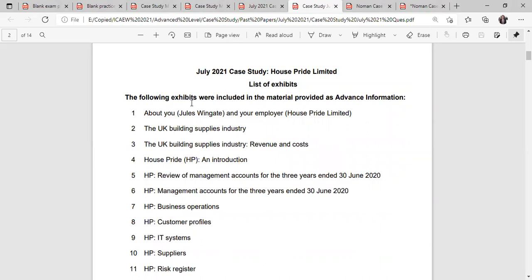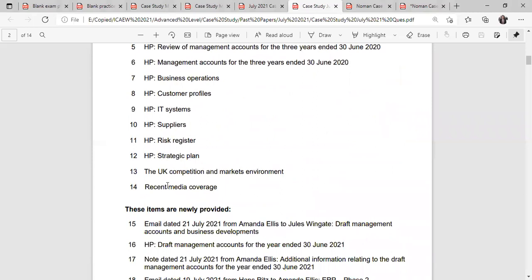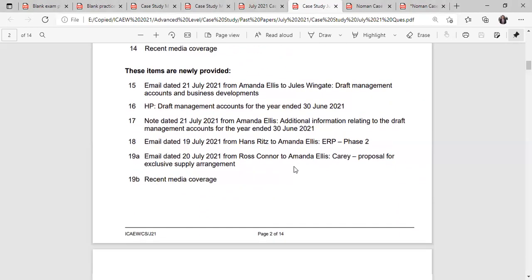On the very next page, we have a list of exhibits, and we can see that there are 14 exhibits. All of these 14 exhibits are the same as in our previous advanced information for HP Limited. We have some new exhibits, and the new exhibits start from Exhibit 15. These are new information pieces: Exhibit 15, 16, 17, 18, 19A, and 19B. So 5 to 6 new exhibits are here.